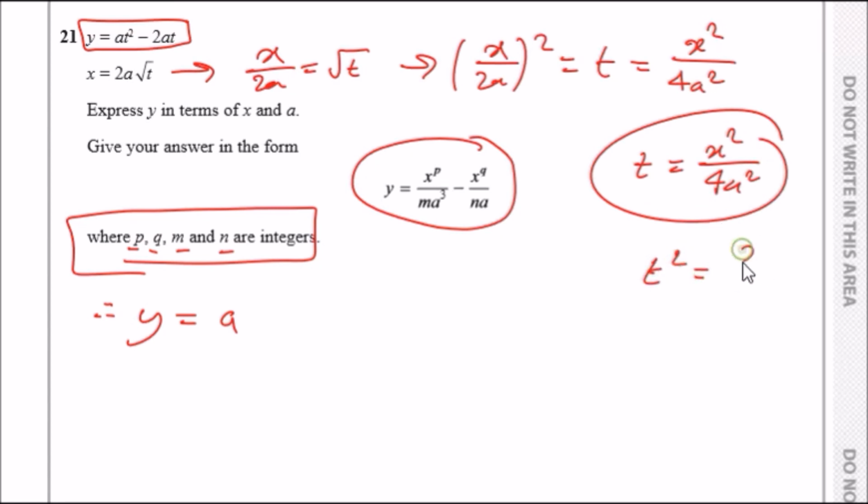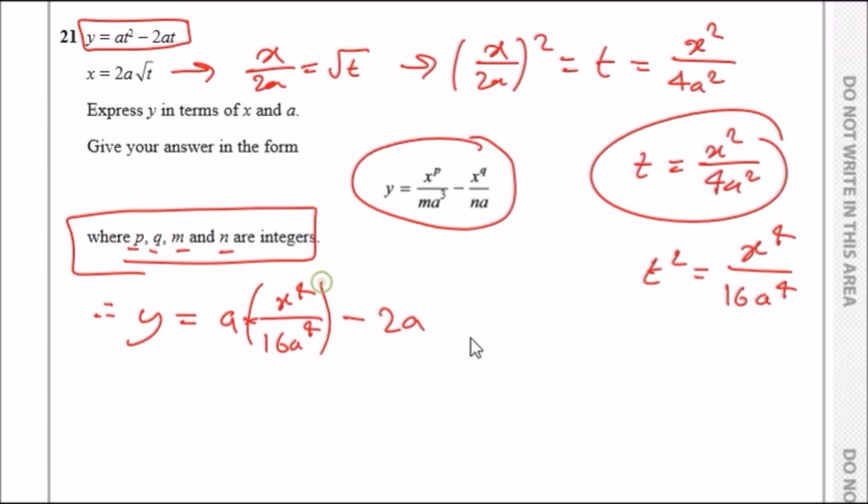So we're going to have x to the power 4, and squaring the bottom fraction, we're going to get 16a to the power 4. So now y is going to be a times this one, so a times x to the power 4 over 16a to the power 4, minus the second part, 2at, which is 2 times a times t, and just put in brackets, x squared over 4a squared.